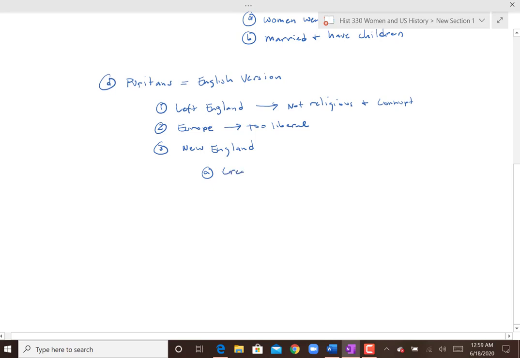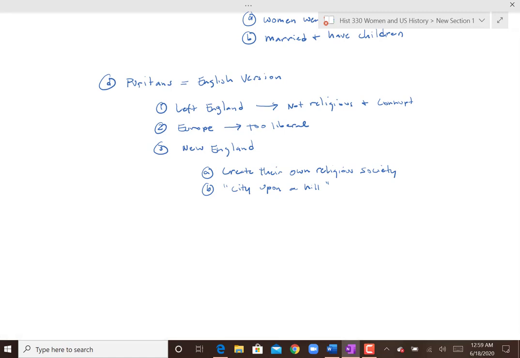Their goal was to create their own religious society. And the city upon the hill, which is the famous line from one of John Winthrop's speeches, was the idea of being able to create this insulated community where they could practice their religious beliefs, keep people in line, and create the rules, just like John Calvin wanted, of establishing the rules and laws connected to their religious beliefs rather than the immoral, secular laws. One of the misconceptions that also comes from this is that they were not for religious freedom outside of their own.